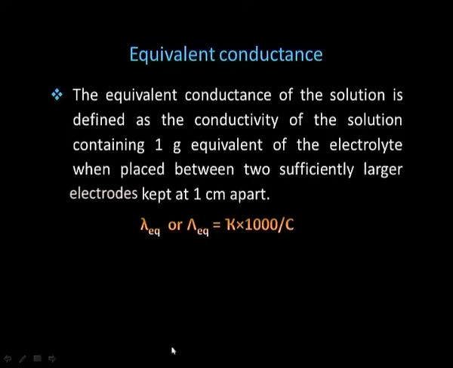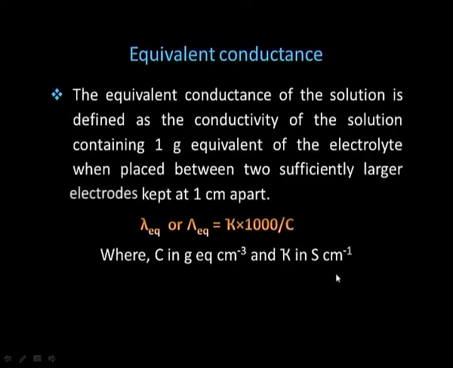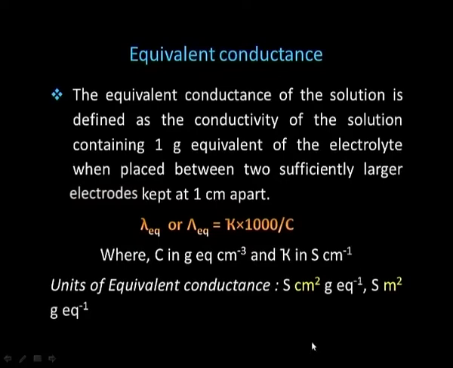Here, as I told you, we are writing it as lambda equivalent, which is equal to kappa multiplied by 1000 divided by C, where C is in gram equivalent per centimeter cube and kappa in Siemens per centimeter. The units of equivalent conductance are Siemens per centimeter square, gram per equivalent, or Siemens per meter square, gram per equivalent.